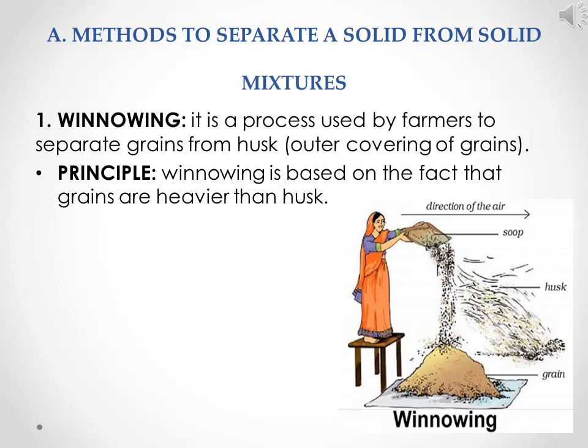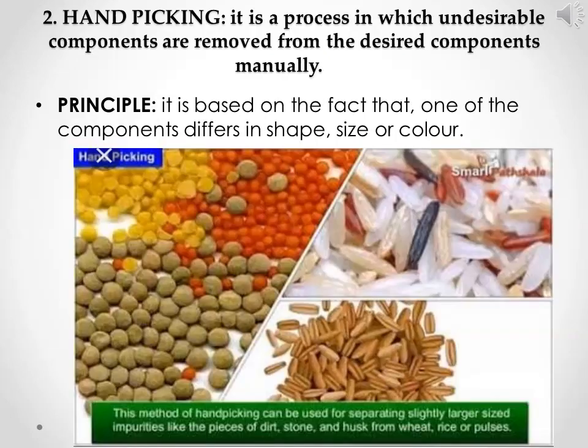It is a process used by farmers to separate grain from husk, which is the outer covering of grains. So the principle used in winnowing is based on the fact that grains are heavier than husk. In this technique, the mixture of grains and husk is made to fall from a height. Wind carries the husk with it, and two separate heaps are obtained for husk and grains, as we can see in the picture. The second technique is hand picking.